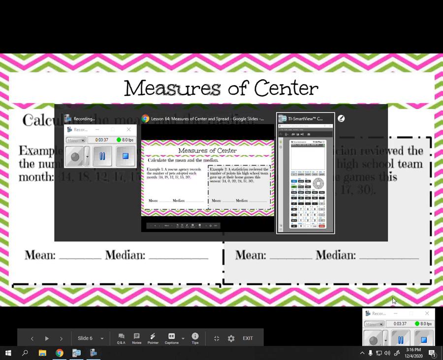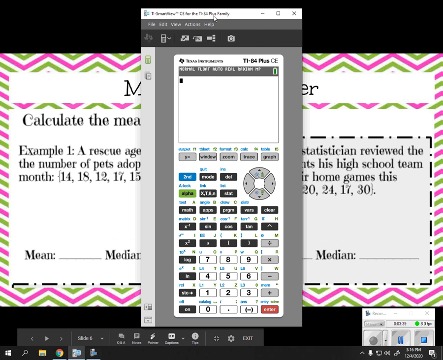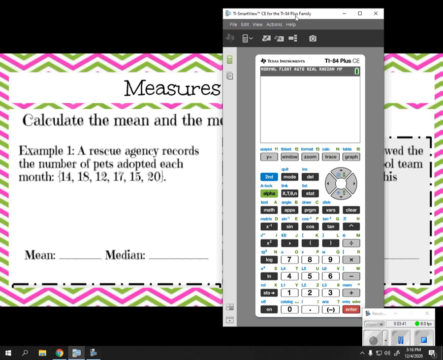So let's break out our graphing calculator. Here we go. And I'm going to teach you how to type in the values, where they go, and what to look for and look at in order to get the mean and the median. So what we're going to do is we're going to go back to stat, which is what we used for our scatter plots, and enter.